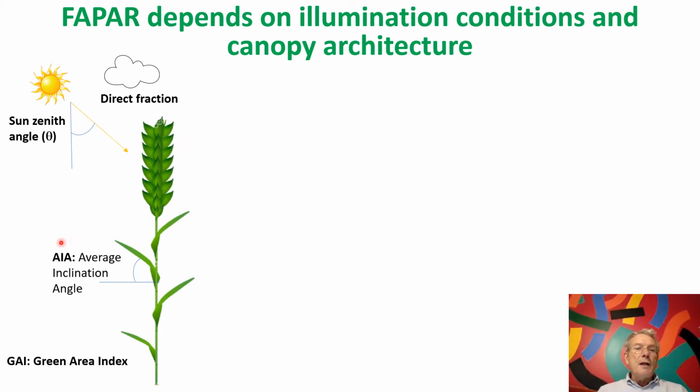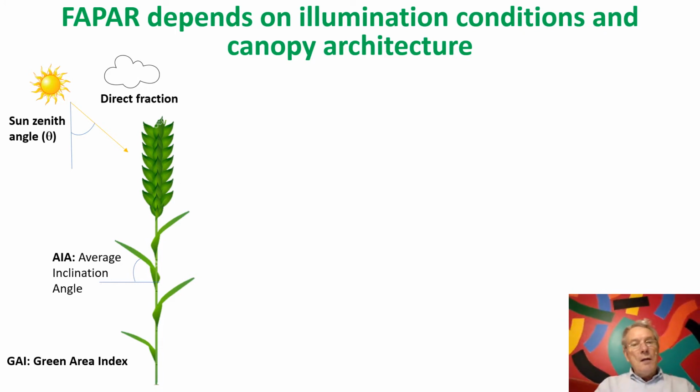Regarding the canopy architecture, there are two main variables or parameters that need to be accounted for. One is the average inclination angle, and the other is the green area index. The green area index is defined as the area of green elements per unit ground area. It is expressed in square meter of green elements per square meter of ground.